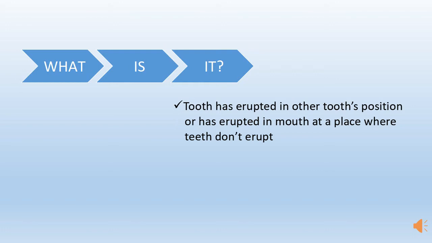So first we need to understand what an ectopic eruption means. Ectopic eruption means that your tooth has erupted in a place where it shouldn't have erupted. That means it has erupted either in the palate or at some other tooth's position. For example, the canines have erupted in the position of the incisors, like that.